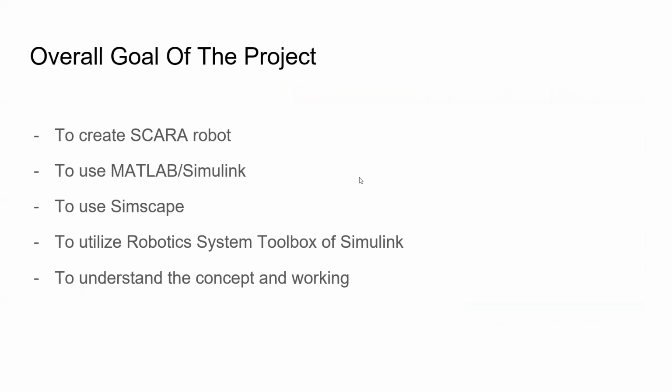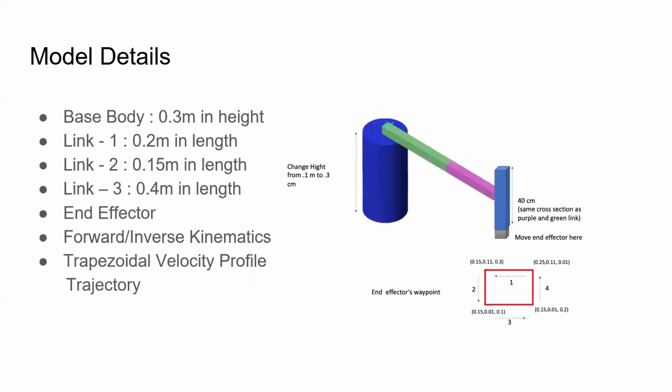So the overall goal of this project is to create the SCARA robot and to utilize the features of MATLAB, Simscape, and the Robotics System Toolbox of Simulink, and see how we can create a robot and change its parameters, and make sure that the arms are moving in a specific direction on a specific motion, following a specific trajectory, and that we are able to put in all the limitations that we want. So these are the basic goals that we are going to cover in this project.